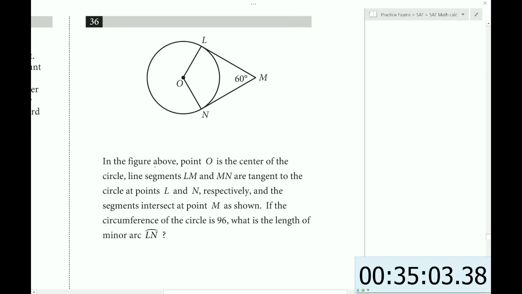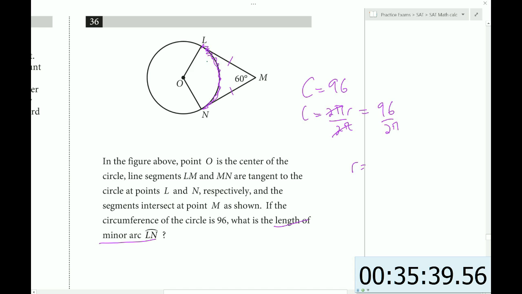In the figure above, point O is the center of the circle. Line segments LM and MN are tangent. If the circumference of the circle is 96, all right, we could use that to find the radius. So circumference is 2 pi r. So 2 pi r has to equal 96. Divide by 2 pi, and that will tell us what r is equal to. What is the minor length of LN? So they want this arc length here. Okay.